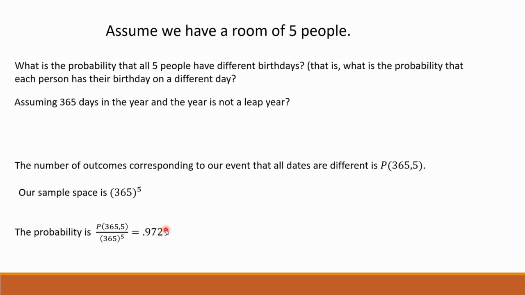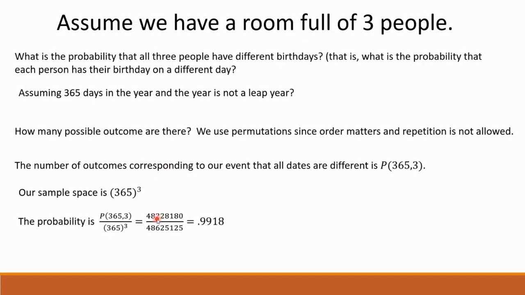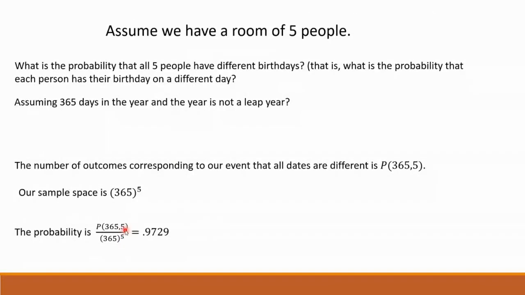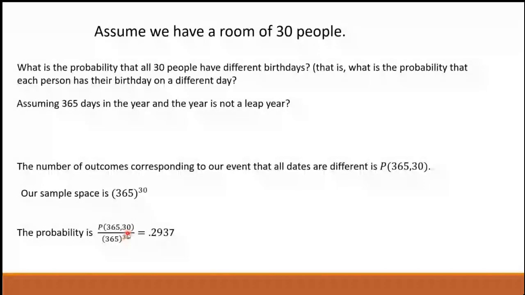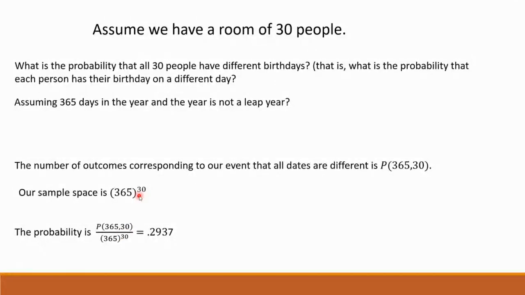And hopefully you can see the pattern now. Let me go back to cubed, we have 3 and 3. For 5, this was 5, this was 5. What if we had 30 people in that room? If there are 30 people, then the probability would be this. Just look at the pattern.